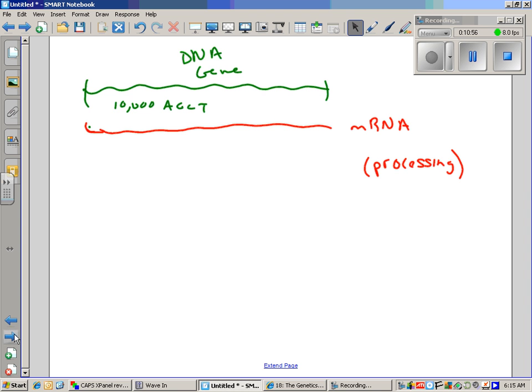So let's say right here is a meaningless section. So this part will have to be cut out. And maybe down here is a meaningless section. So this part will have to be cut out. That is the job of something called a SNRP. I can't remember the exact name of this, but SNRPs remove the meaningless pieces. Those meaningless pieces are called introns.